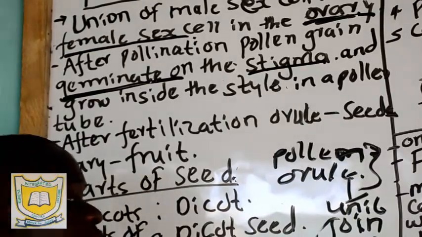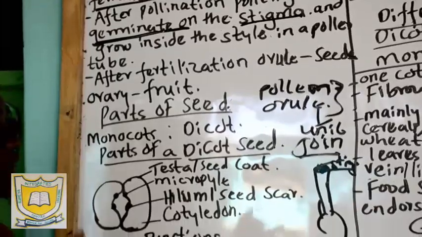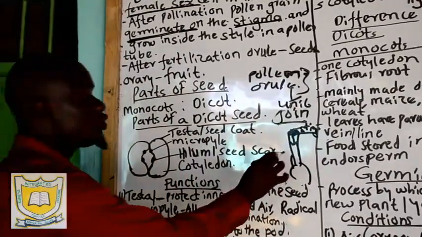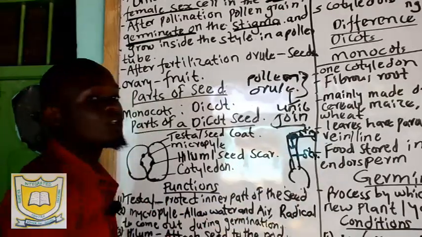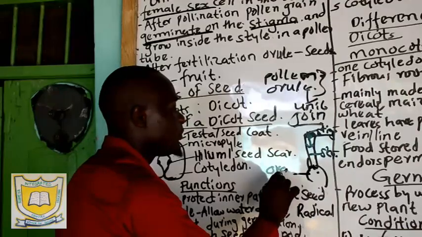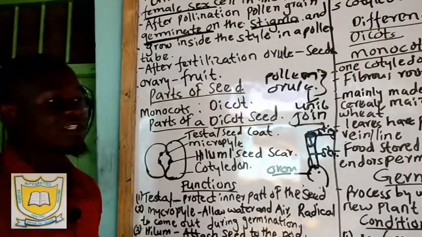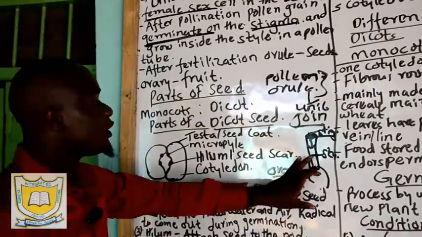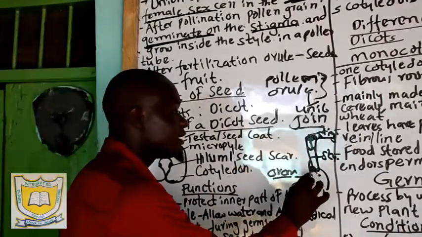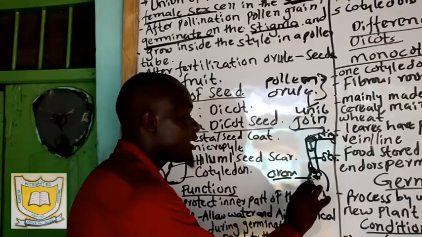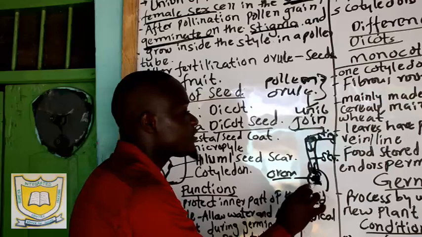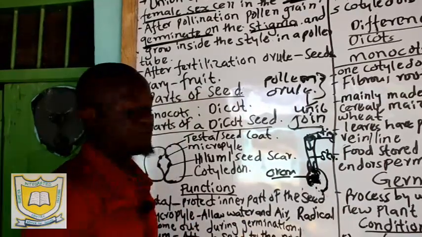Now what occurs after germination? What occurs after germination is the growth of the pollen tube through the style. The pollen tube grows through the style down until it reaches the ovary. Now after the pollen tube reaches the ovary, what happens? The pollen tube breaks so that the pollen grain inside the pollen tube meets or unites with the ovules which are inside this ovary.